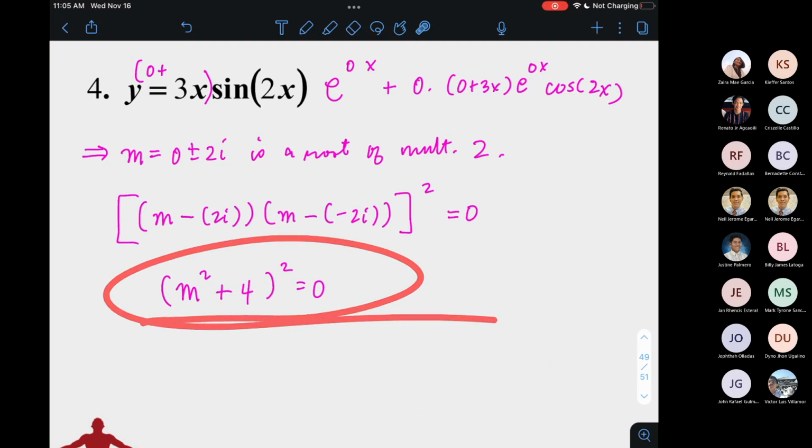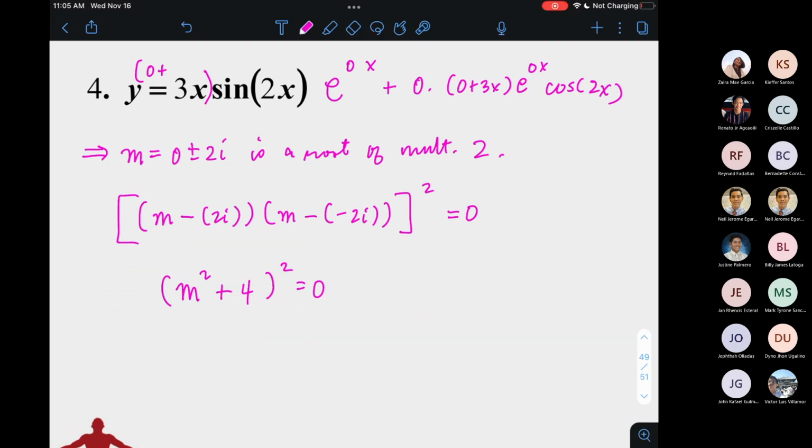Okay, so this is our characteristic equation, which translates to the following GLDE na homogeneous. So ito ay d squared plus 4 quantity squared applied to y equal kay 0. Ito yung homogeneous GLDE of the minimum order kung saan solution ang 3x sine 2x.